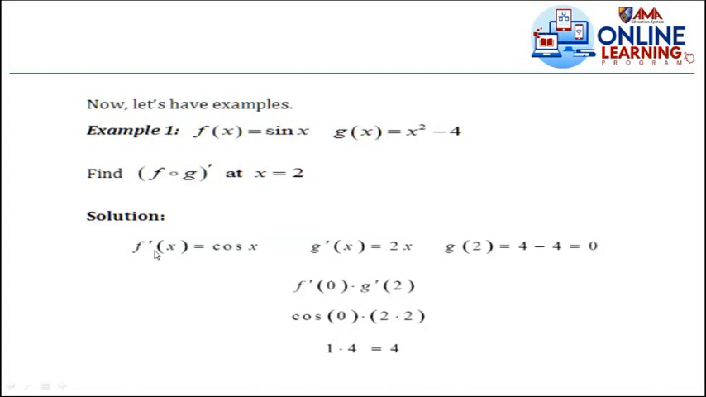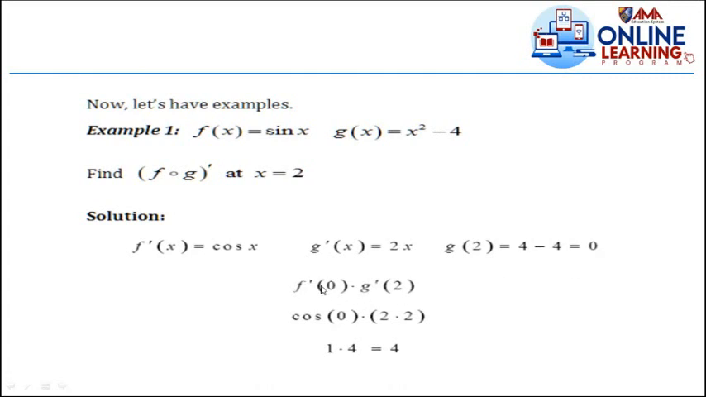So f prime is equal to cosine x. The derivative of sine x is cosine x. The derivative of g of x equals x squared minus 4, we have 2x. So g of 2 is 2 squared, which is 4, and 4 minus 4 is equal to 0. The value of our x is 2. If x is equal to 2, 2 squared is 4, minus 4, we have 0.